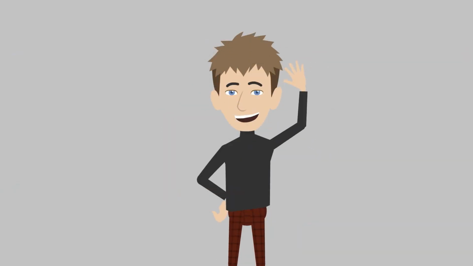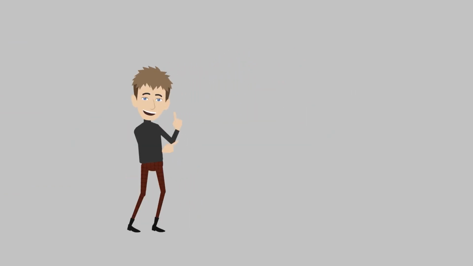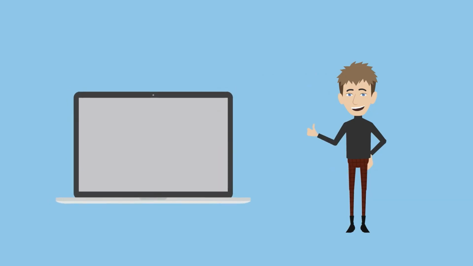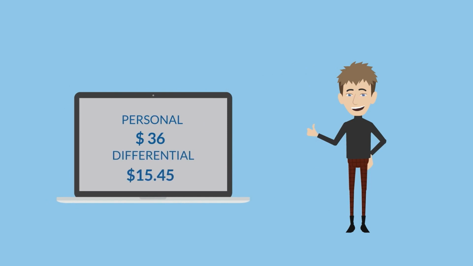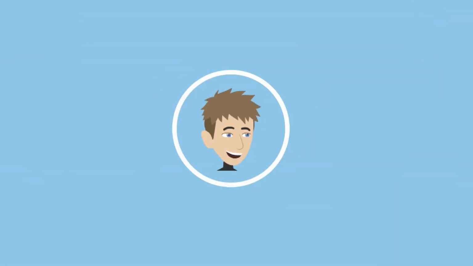Meet Jim. He works hard selling products and sponsoring others to do the same. He gets his first bonus from Amway. Way to go, Jim! Jim sees that his personal performance bonus is $36 and his differential bonus is $15.45. Where did that extra money come from? Let's look at Jim's business and team structure.